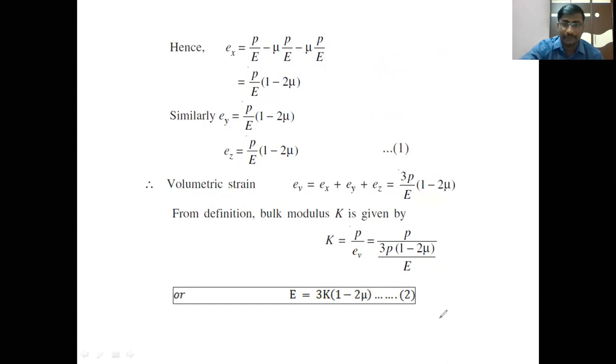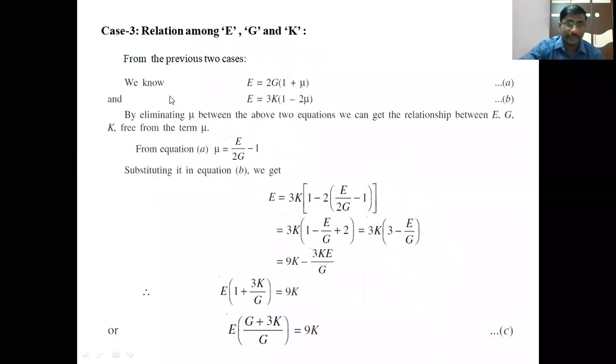From these two equations, relation among E, G, K, we can derive the relation among the three elastic constants. From the previous two cases, we know that in the first case, E equals 2G into 1 plus mu, which we derived. In the second case, E equals 3K into 1 minus 2 mu, which we derived already. From these two equations, by eliminating mu between them, we can get the relation between E, G, K free from the term mu.